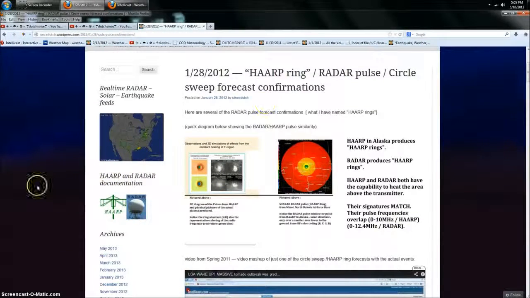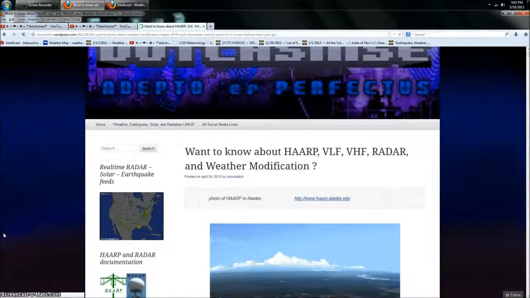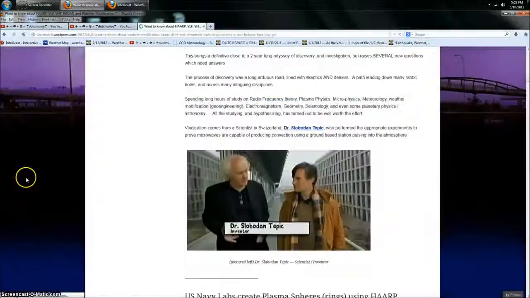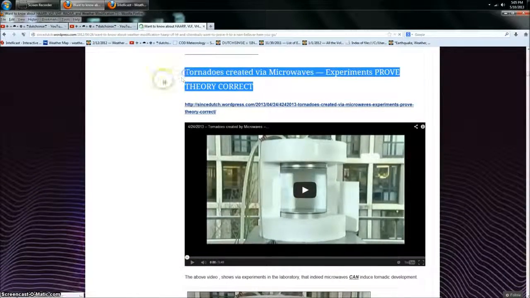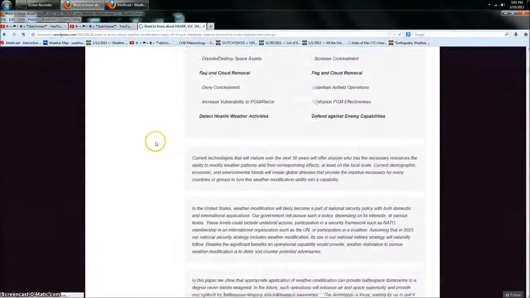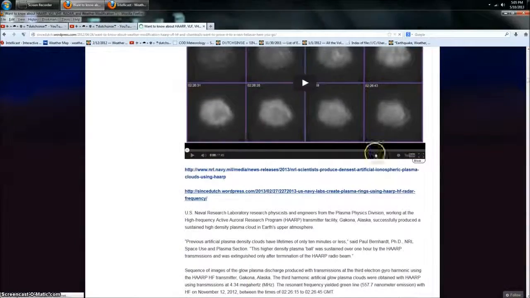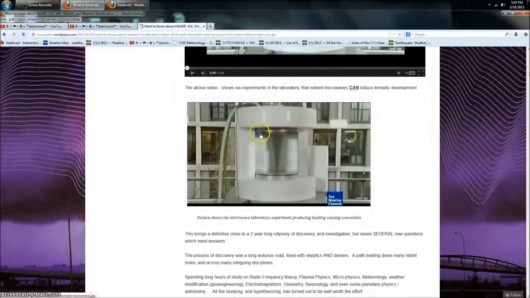I've even gone so far as to put all the documentation together in a huge post. Not only have I documented the pulses as they've happened and the storms to follow up and hit those pulses, but I've gone so far as to pull together all the information showing how I think it can be done. Lately being proved correct by experiments done by scientists, and the US Navy used radio frequency to produce plasma heating in the atmosphere. Physical pictures here, and scientists doing it in the laboratory to actually make tornadoes using microwaves.